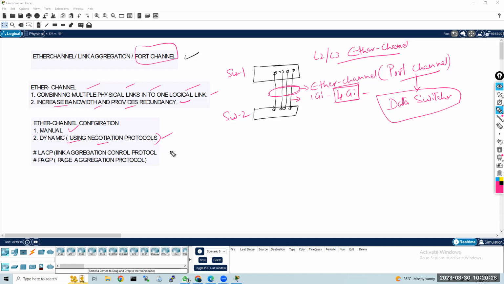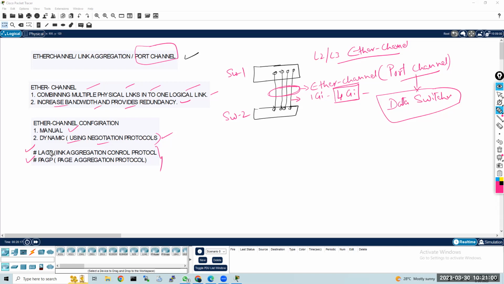Now we are using two protocols, that is LACP and PAgP. Remember guys, these are the protocols used to do the bundling. Very simple guys. All the physical interfaces we are making into one logical link, to increase the bandwidth, and it also gives you redundancy.